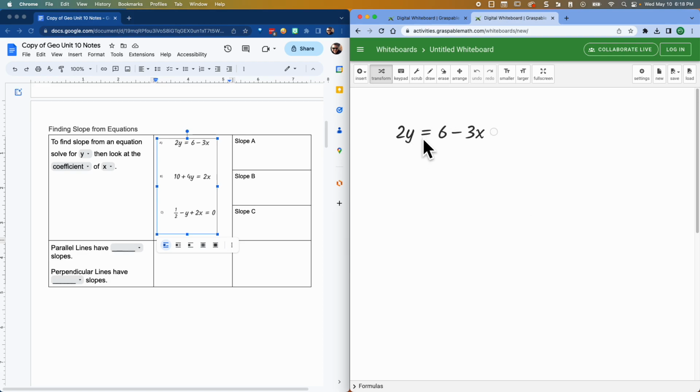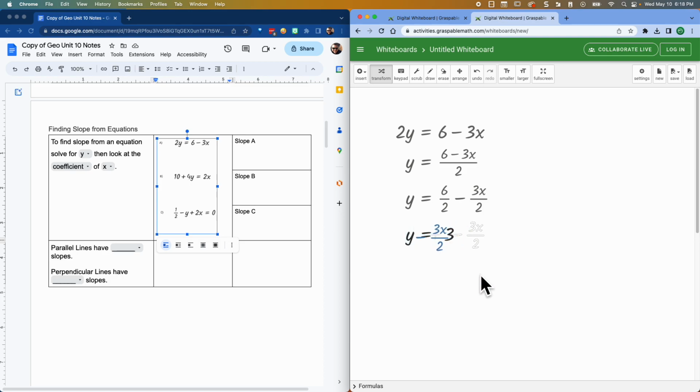And what I want to do is solve for y. So how do I solve for y? I'm going to get that 2 by itself. Or that, not that 2, the y by itself. But this means I can divide the 2 into each of these. And now I have a coefficient with x. This coefficient is this number here, 3/2, but it's negative.